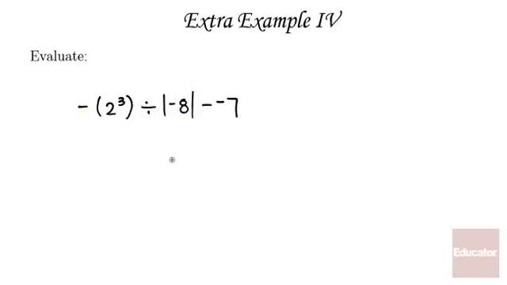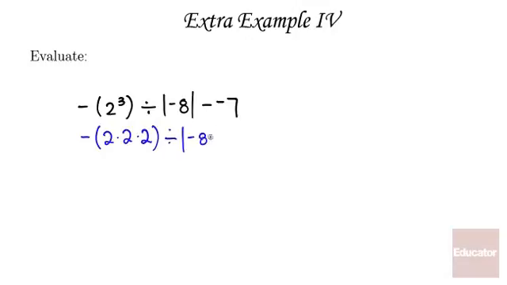Okay, the fourth example. Let's see, I have a negative, this divided by absolute value of that, minus a negative 7. So the first thing I want to solve out is the parentheses, which is right here. Okay, so 2 cubed. Be careful, 2 cubed is not 2 times 3. This is 2 times 2 times 2. Okay. And then I can just rewrite the whole thing.